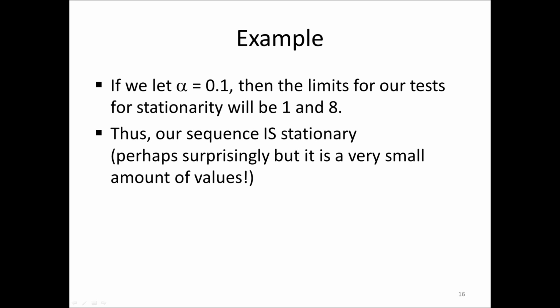Now, if we let the significance level alpha be 0.1 because we have so few values, then the limits for our test for stationarity will be 1 and 8. That you can find in the book. Thus, our sequence is stationary because our A of 2 is in this interval. Perhaps surprisingly, but this is a very small amount of values.